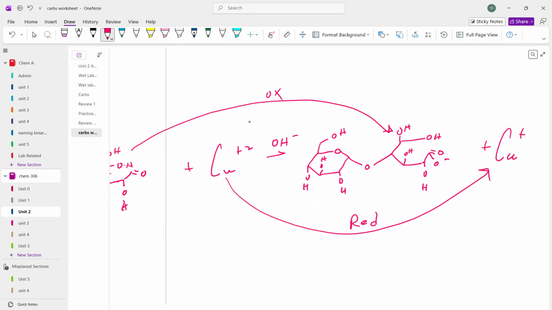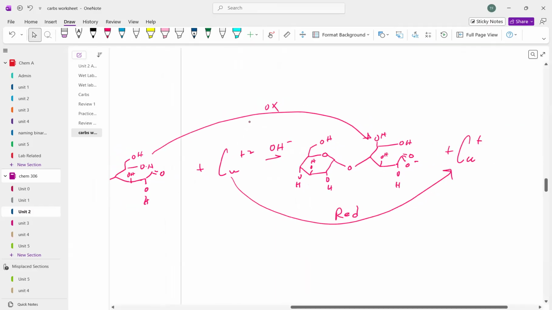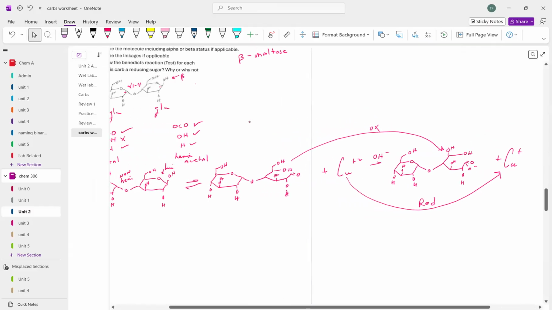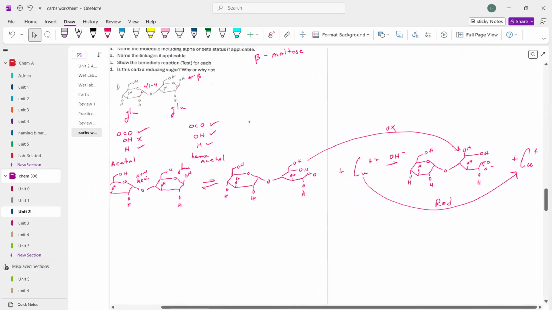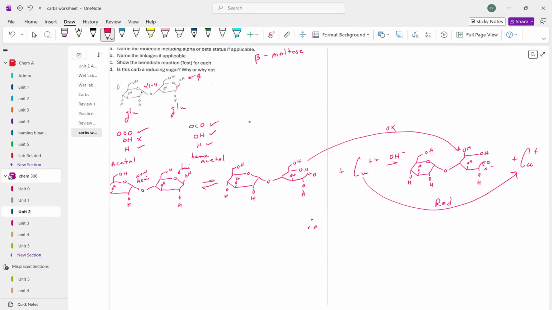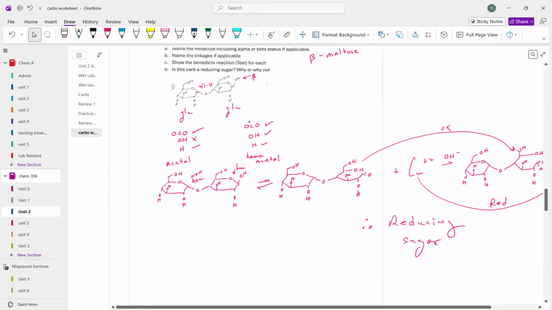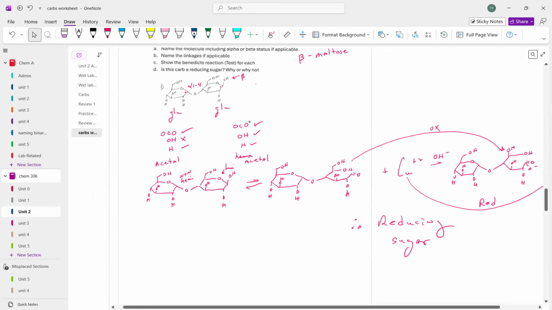Okay, so maltose will give a positive Benedict's test, hence it's a reducing sugar. So the basic reaction is the same, it's just got a lot of extra structure tagging along with it. Okay, we okay with that?